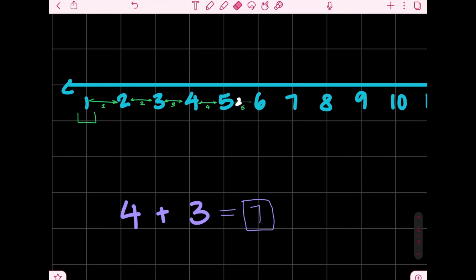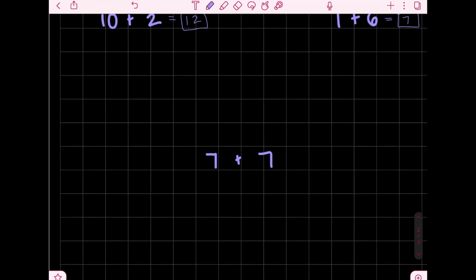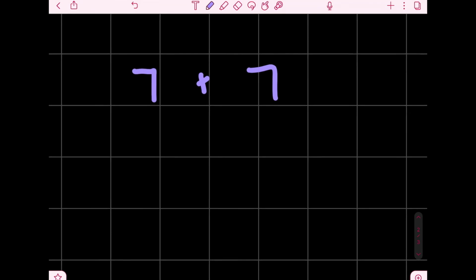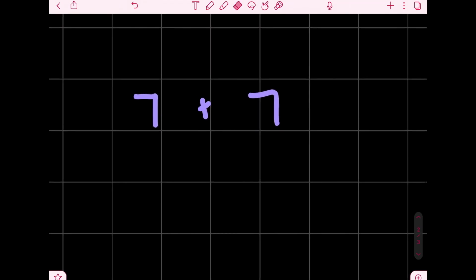And then we will get started on our last problem. Oops, sorry, I erased the 4. So our last problem is 7 plus 7. So 7 plus 7, we know that we're going to have to start at the 7.